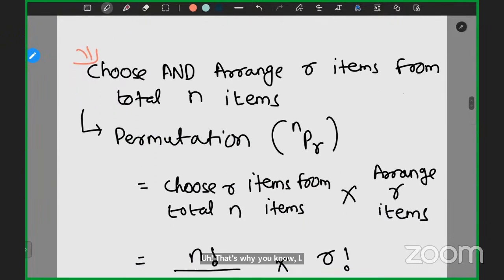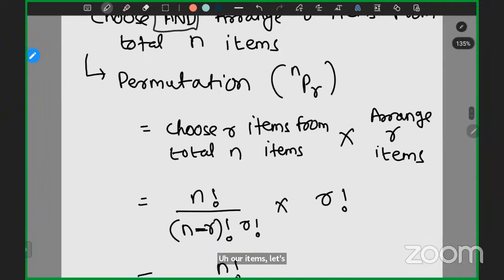Choose and arrange. So now you want to choose the items and then also arrange. So "and" is very important: choose and arrange. Not "or", be very careful that "and" is there. I'm focusing on that. So choose and arrange some r items from a total of n items, then we'll use permutation.